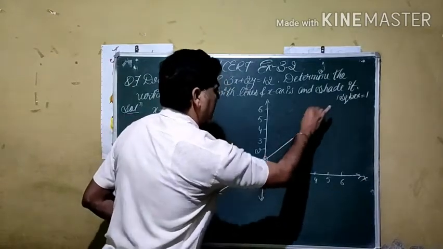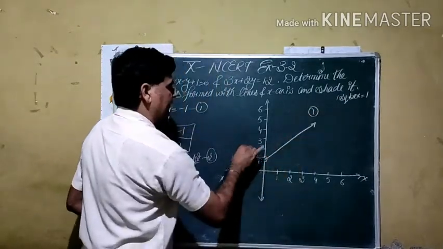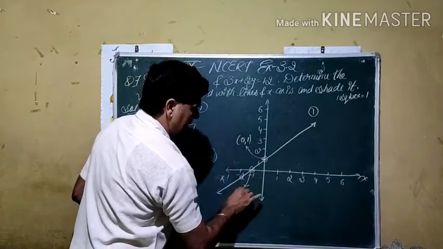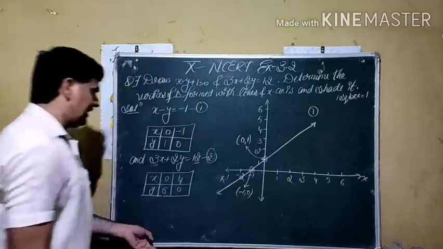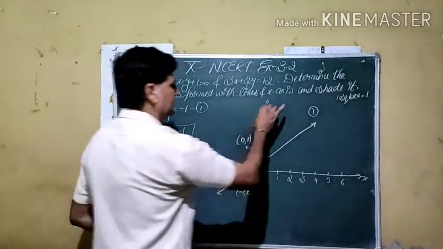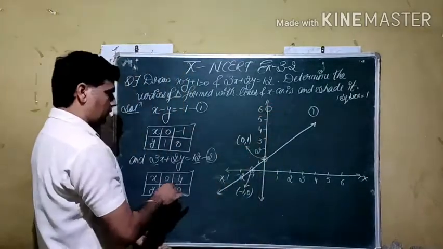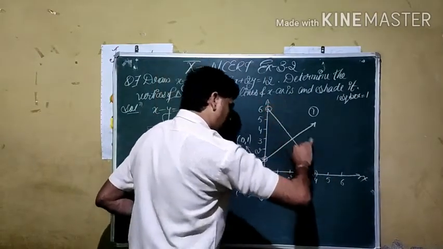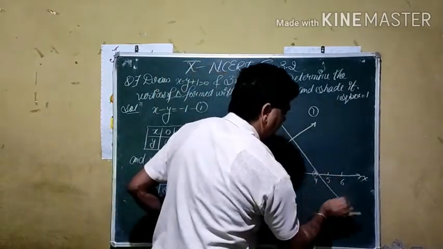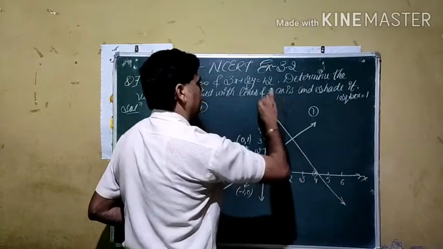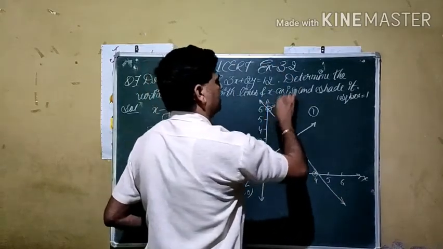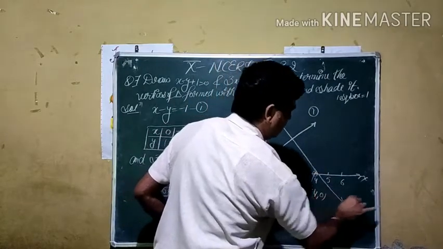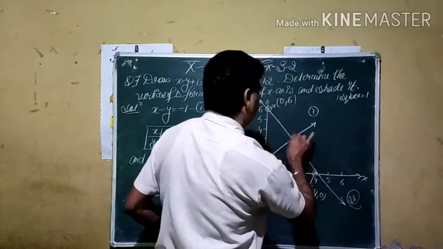We have to represent line number 1. Coordinates are given by 0, 1 and this coordinate is -1, 0. For the second line, 0, 6 is here and 4, 0 is here. If we join them, the nature of the lines is intersecting lines. This coordinate is 0, 6, this coordinate is 4, 0. This is line number 2. This is the intersecting point of these two lines.